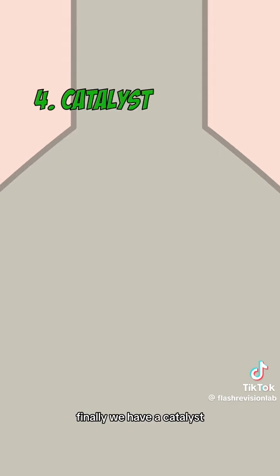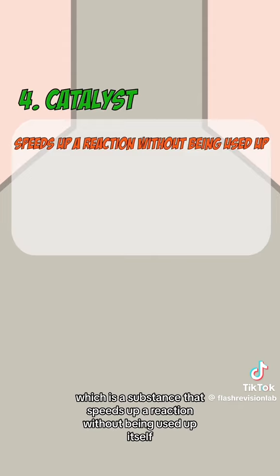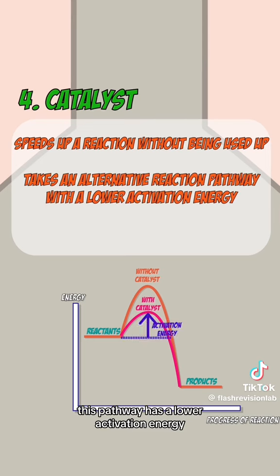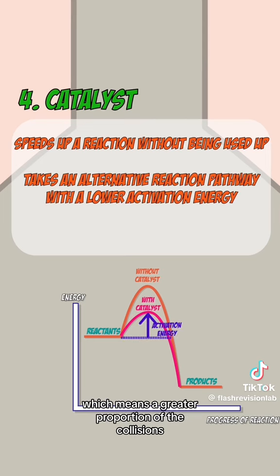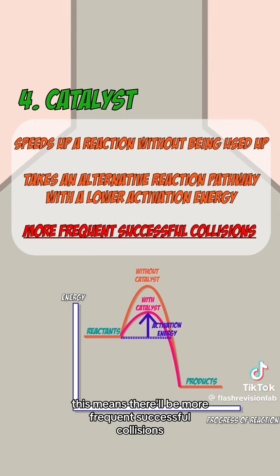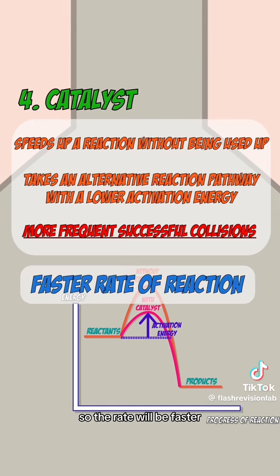Finally, we have a catalyst, which is a substance that speeds up a reaction without being used up itself. It does this by taking an alternative reaction pathway to the original. This pathway has a lower activation energy, which means a greater proportion of the collisions will have enough energy for a reaction. This means there'll be more frequent successful collisions, so the rate will be faster.